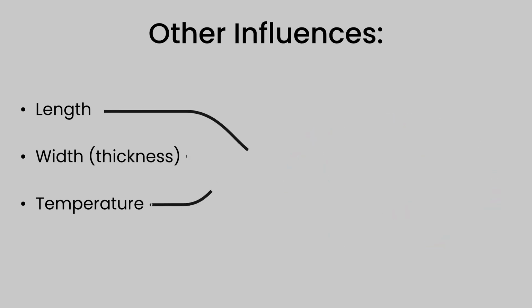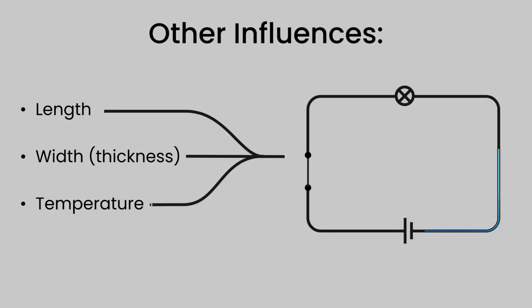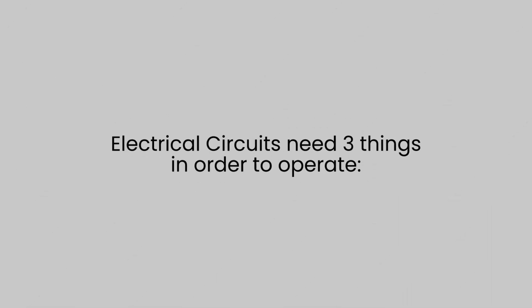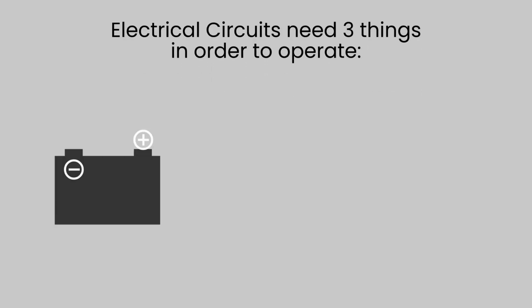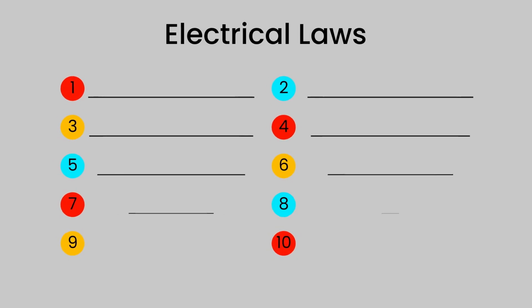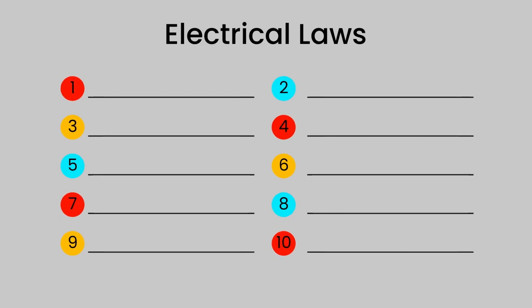All these are taken into consideration when designing electrical systems. Electrical circuits. In order to operate, any electric circuit must have 3 things: a power supply, a conductor, and a load such as a bulb or monitor. If there is a fault in the circuit, we can determine where the fault is by understanding a few basic laws about how electricity behaves, such as Ohm's law.